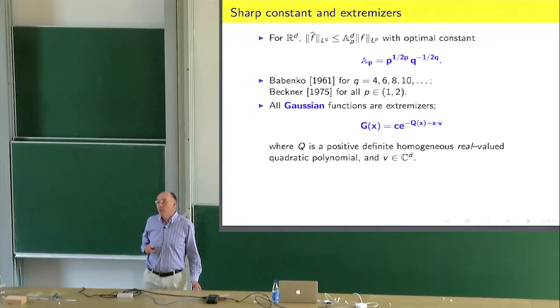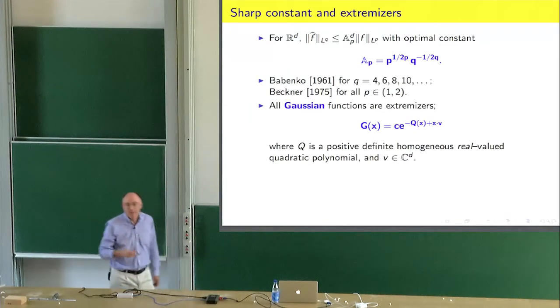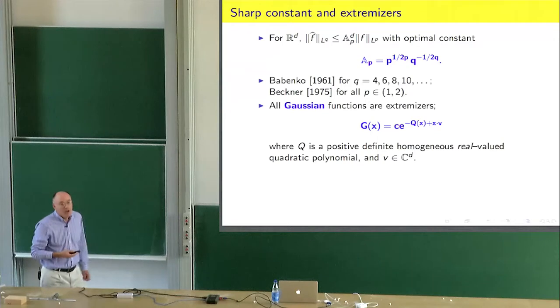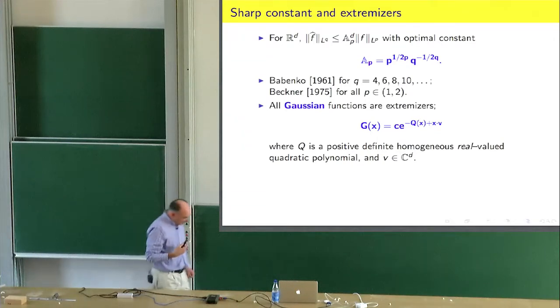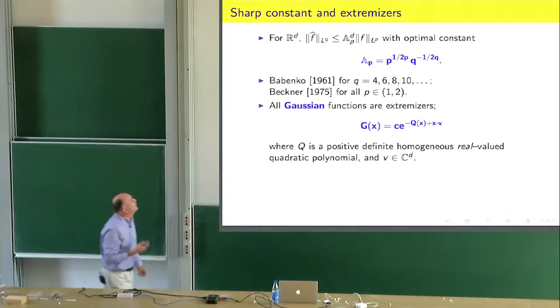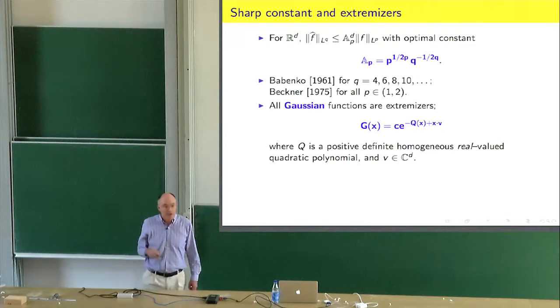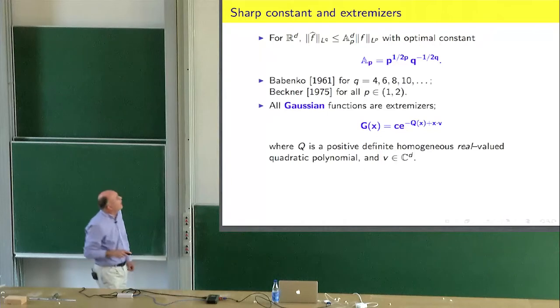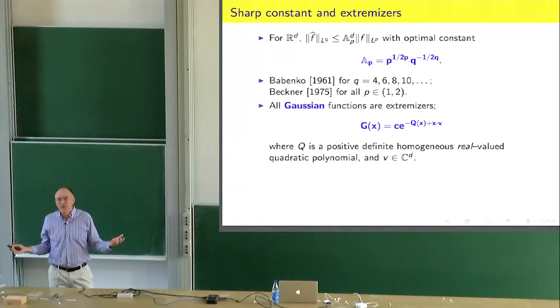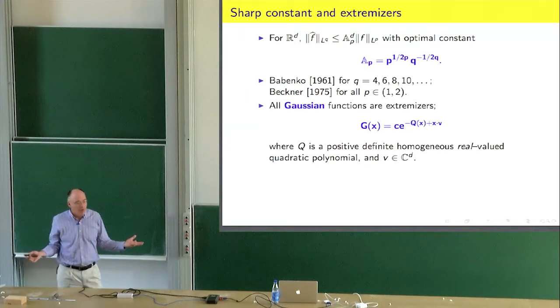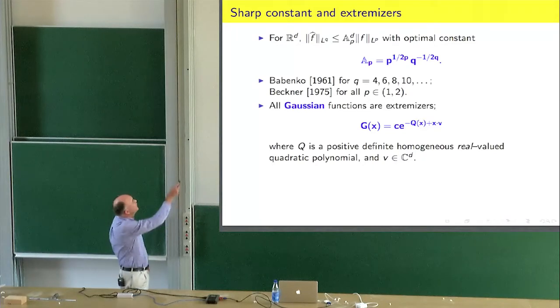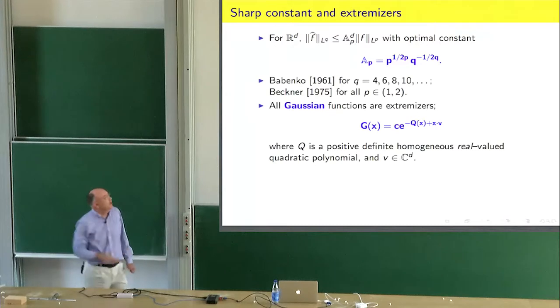This was first proved by Babenko, again, for even integer exponents, by a proof which is not the one we would give probably nowadays. And it was proved for general exponents by Beckner in 1975. The formula for the optimal constants doesn't tell you very much. What tells you something about the structure in the inequality is the identity of the actual extremizing functions.